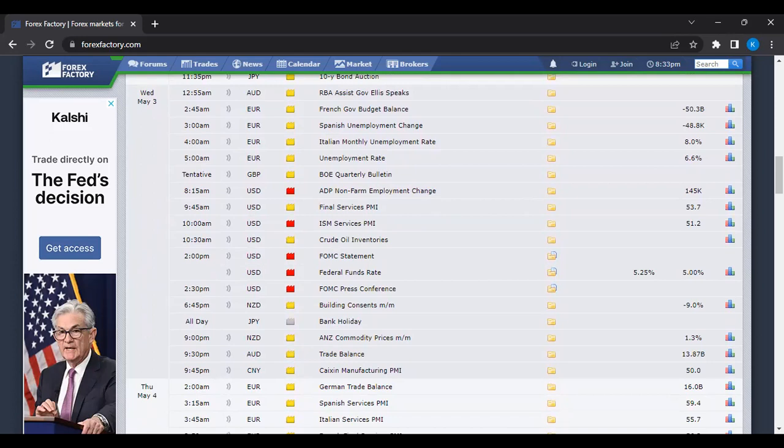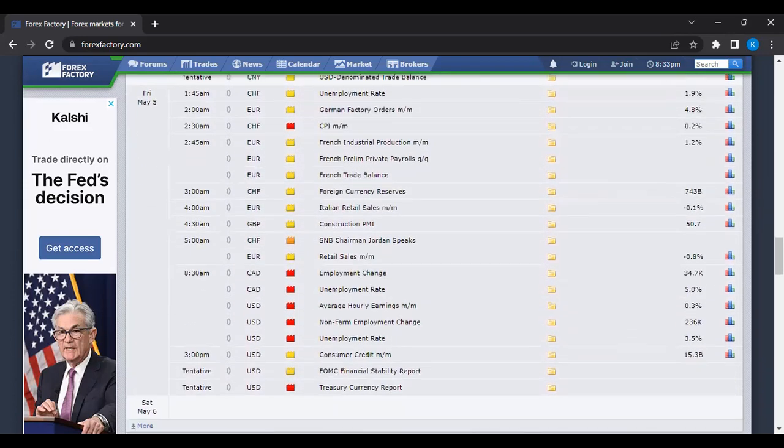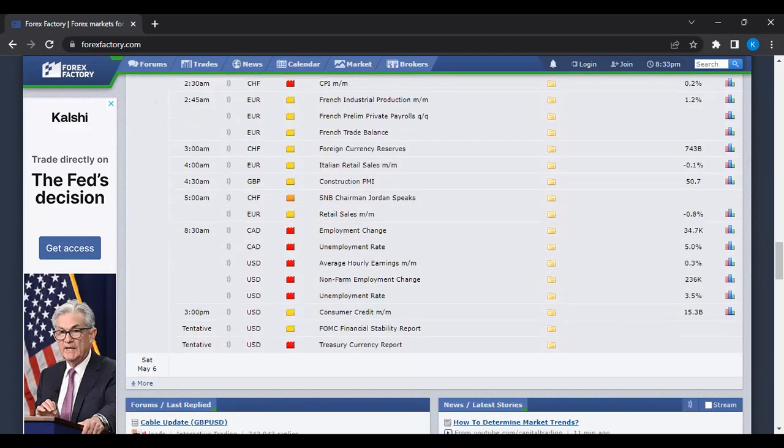has non-farm. We have ISM services. We have Fed news on Wednesday. And guess what? It's also NFP. The two biggest news items that could possibly come out in the economy come out in the same week, 2 days apart. So yeah, if you're not ready for next week, then I don't know how to tell you to get ready for next week, because I don't know.